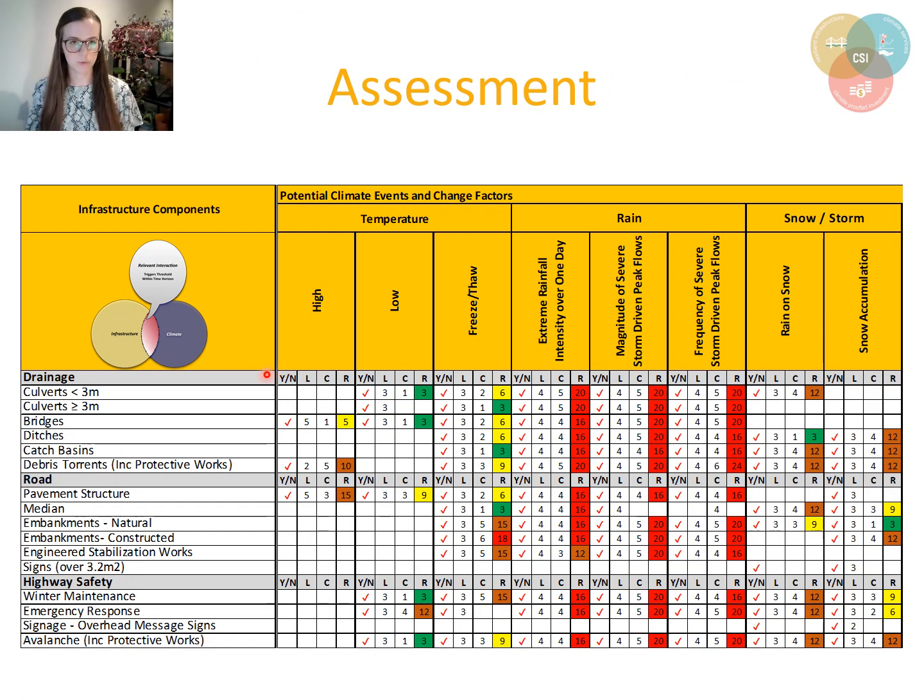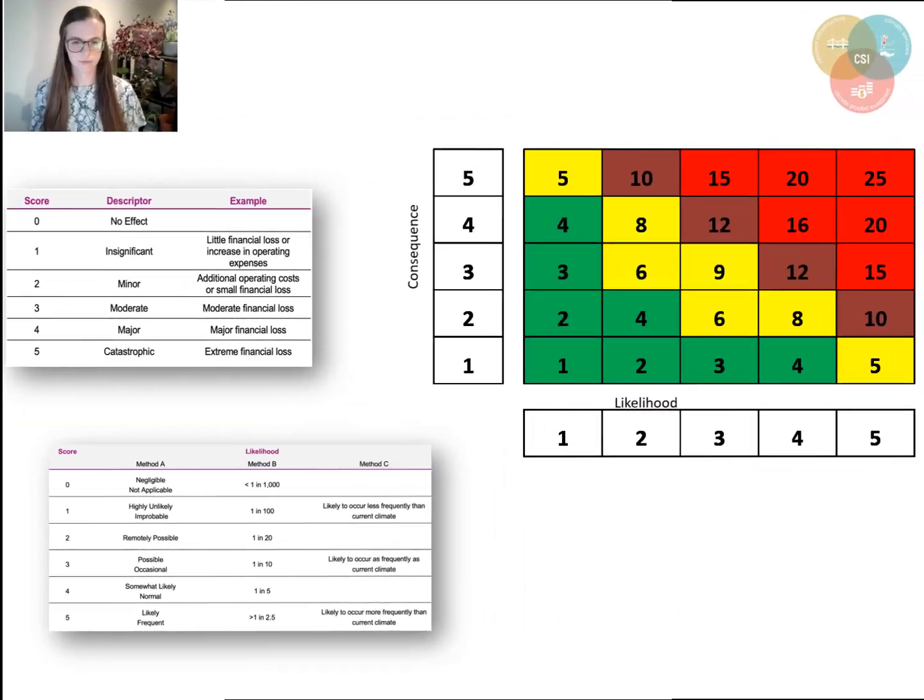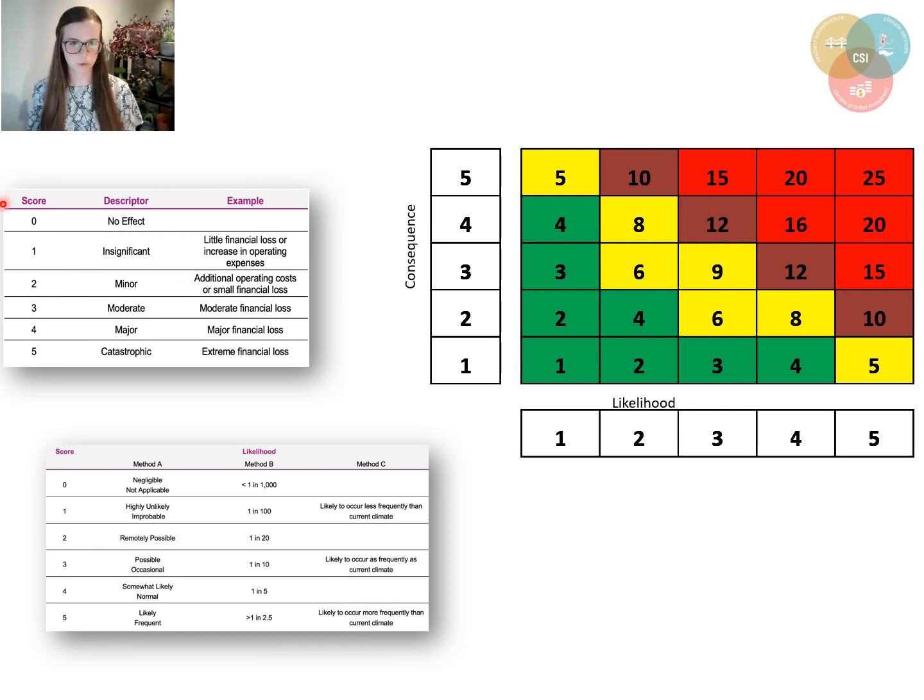From here, you move into the risk assessment process, where we have the likelihood score, which is often developed by the climate team. And then you have whether or not there's an interaction, like we mentioned on the previous slide, and begin to think about consequences. So this moves us into the risk scoring process.